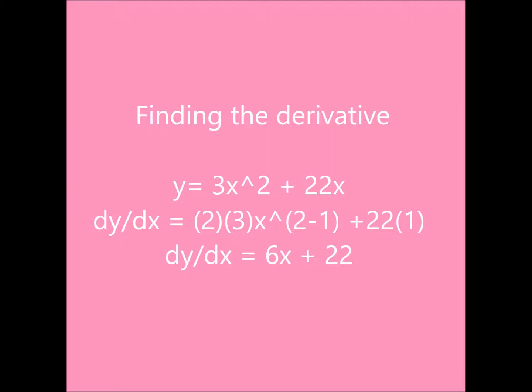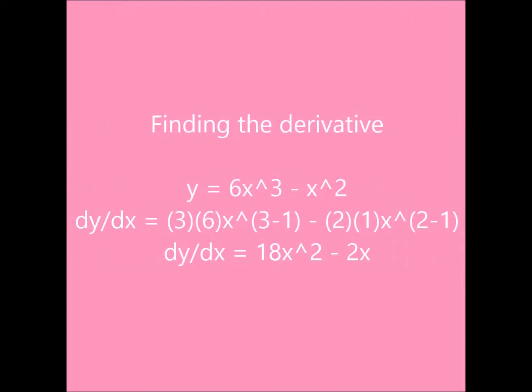You would then find the derivative of 22x by using the constant multiple rule. You do 22 times the derivative of x, which is just 1, so you get 22. Then you add both of those derivatives together and you get dy dx equals 6x plus 22. You do the same when subtracting the two functions.